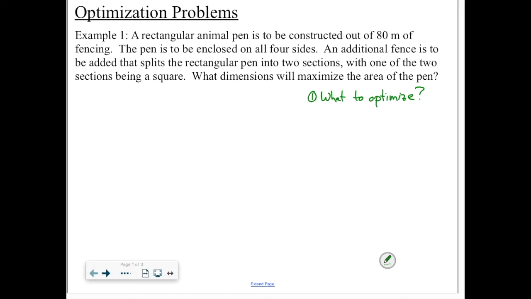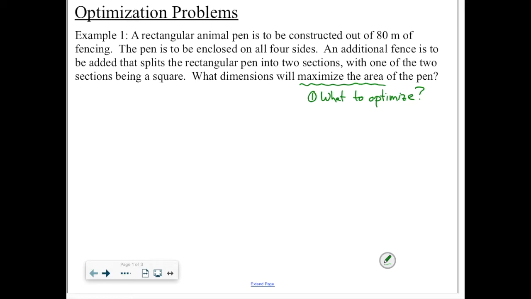Well, let's read the question here. A rectangular animal pen is to be constructed out of 80 meters of fencing. The pen is to be enclosed on all four sides. An additional fence is to be added that splits the rectangular pen into two sections, with one of those two sections being a square. What dimensions will maximize the area of the pen? And there it is, right there at the end. We want to maximize the area of the pen.